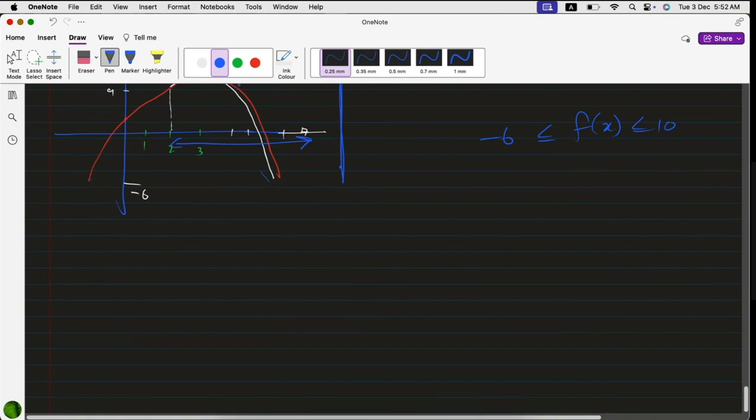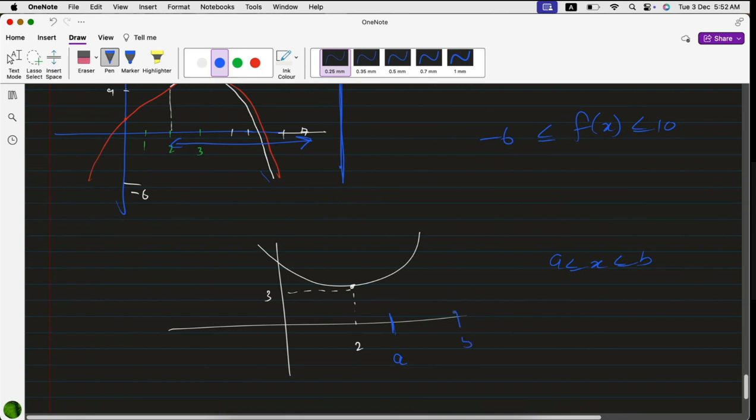If I would summarize, this is my graph. Let's say this is x 2 and this is y 3. So if I have a is less than or equal to x is less than or equal to b, if a and b look like this, the turning point is actually outside of them.